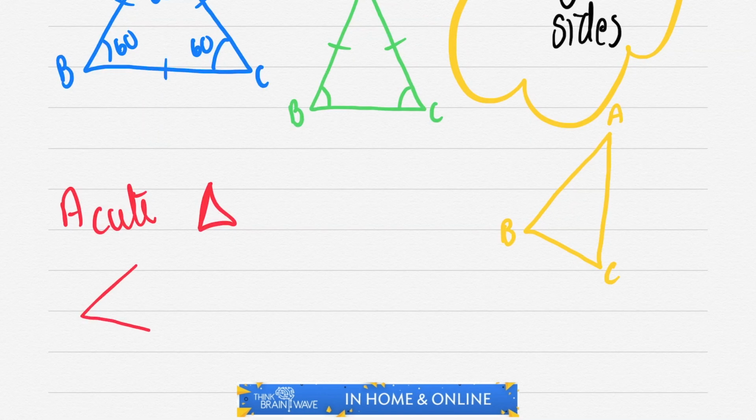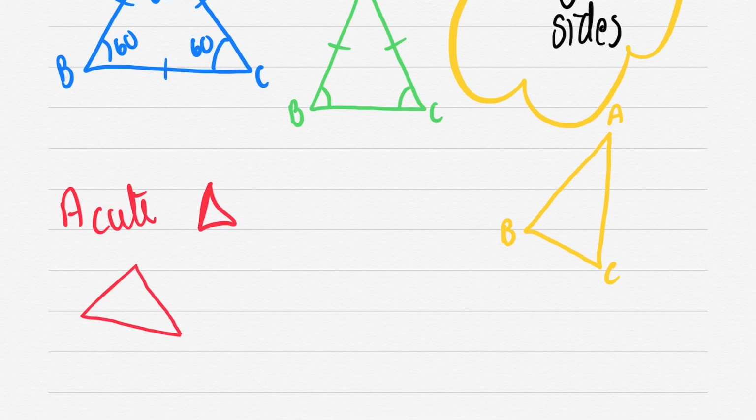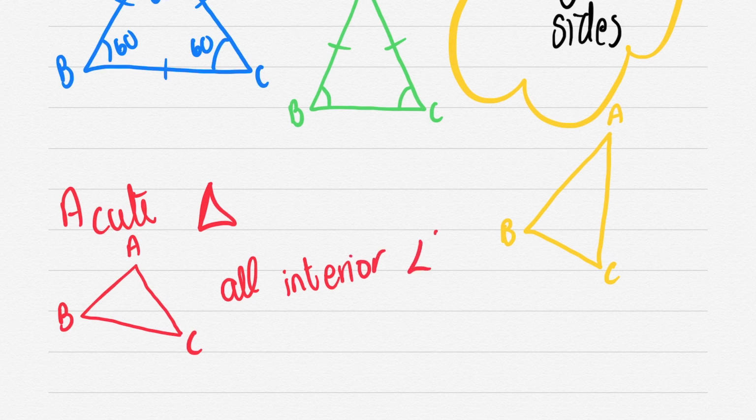Next we have the acute triangle, and the acute triangle is a triangle where all internal angles are less than 90 degrees. And any triangle or any angle that is less than 90 degrees is labeled an acute angle. So an acute triangle is a triangle where all interior angles are less than 90 degrees, as mentioned. So this is nicely noted over here.